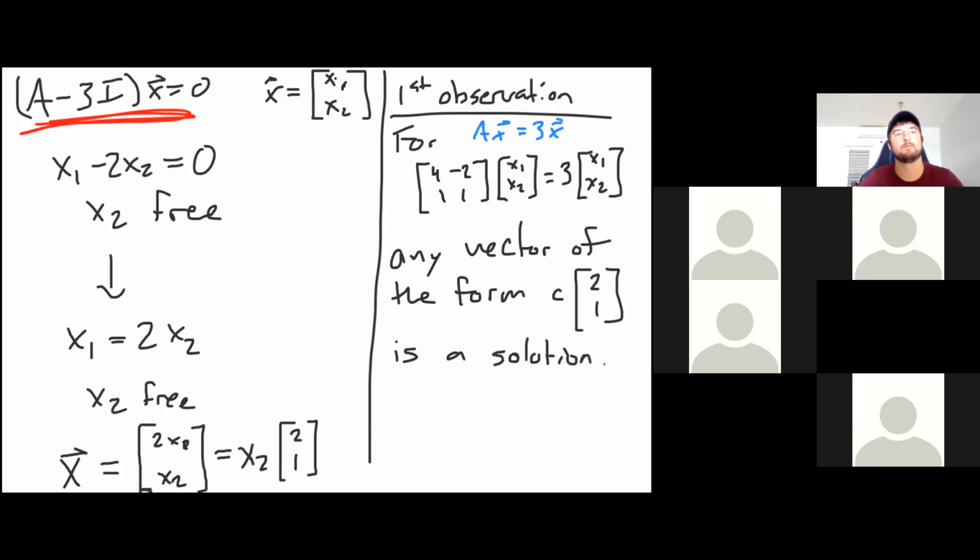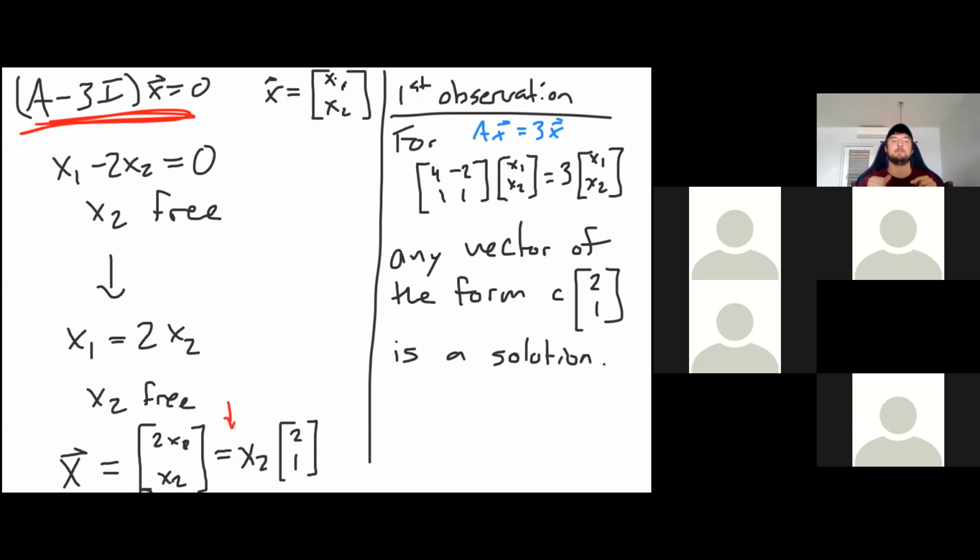Professor, I have a question. What's up? Since x2 is a free variable, I could have picked anything, and then I would have done my x vector. So if I picked my x2 to be 1, my x1 would be 2, and that's how you have this one right here. But if I had picked 4, then my x1 would be 8, and that would be my x vector as well. Yeah, absolutely.